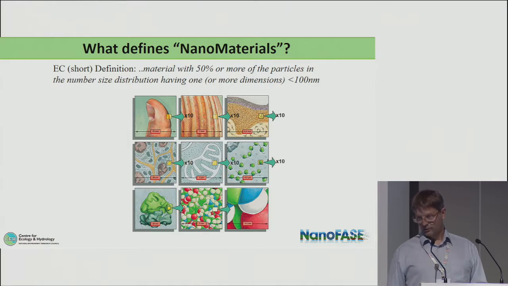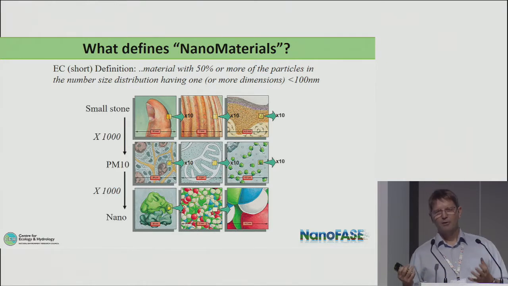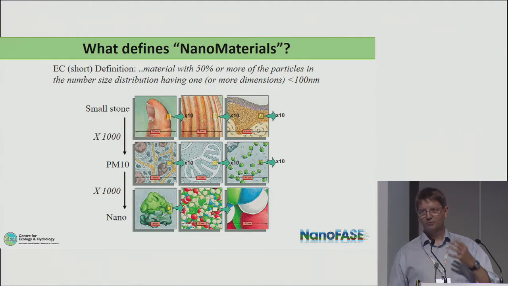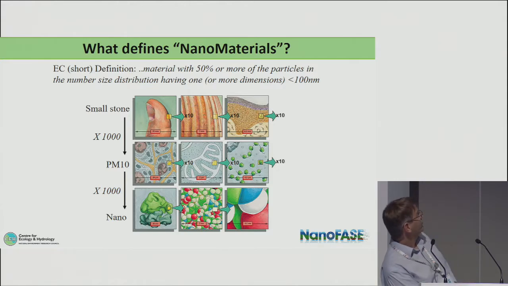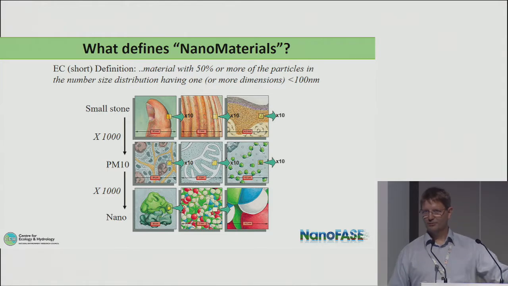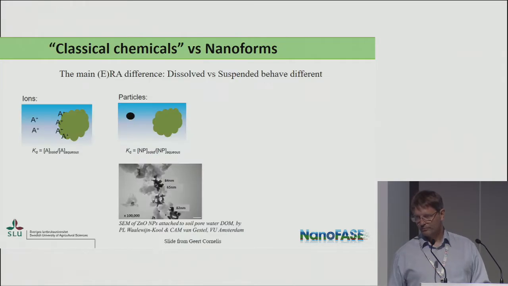So in terms of what that means for your risk assessment, it's kind of like being asked to do the risk assessment for a PM10, but most of your data is on small stones, because it's the same scale factor between a small stone of 20 millimeters and a PM10 that we have, from PM10, the ultrafines, down to the nanoscale. So it's a physically different world.